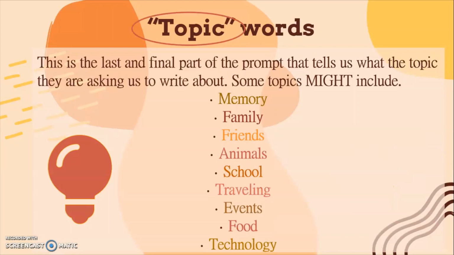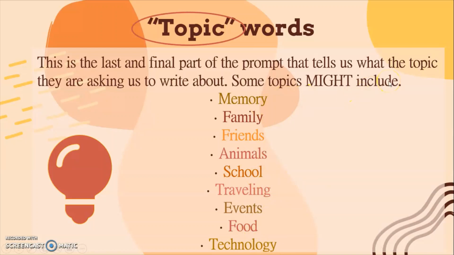Okay, moving on to topic words. This is the last part of the prompt that tells us exactly what we're going to be writing about. So if they're asking us to write, we need to know what the topic is. If we're going to write about something, we want to know exactly what the topic might be. And these are just some examples: memories, family, friends, animals, school, traveling, events, food, and technology.